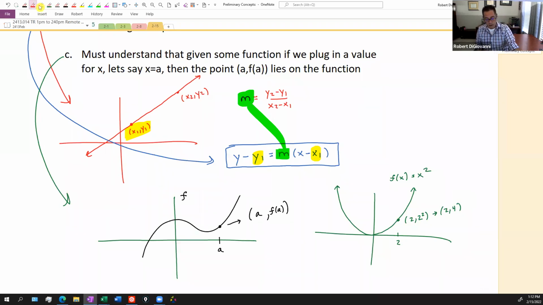And more generally, if I go to the point A and plug it in, I'm going to get a point here, and it's going to be the point A squared. Whatever A is, the Y coordinate is whatever you get when you square the A. All right, so that's a specific example of that, but this is the more general idea. Any questions there? We're okay.